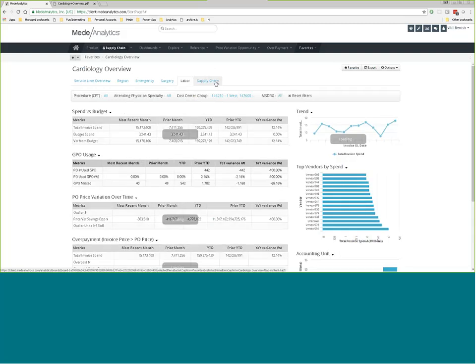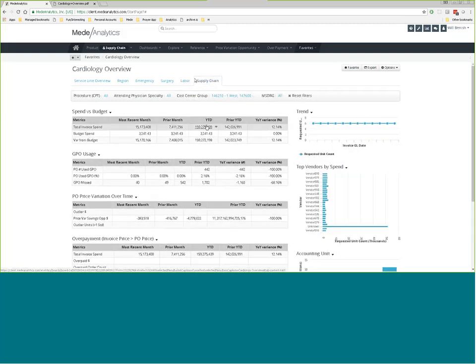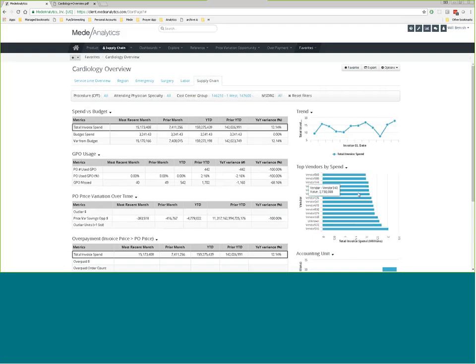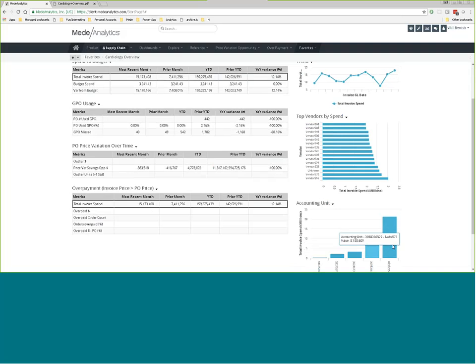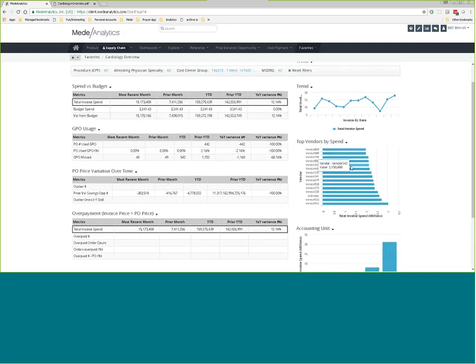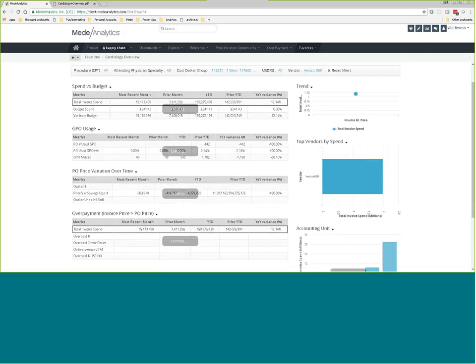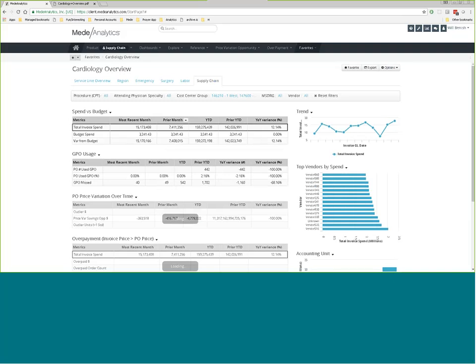And then lastly, just looking at a couple of those accounting units, trending our total invoice spend, maybe by vendor or by accounting unit. Say, hey, who is a particular vendor? I can apply this as a filter, and I can see how that vendor is trending over time. All right, that's a quick demo.